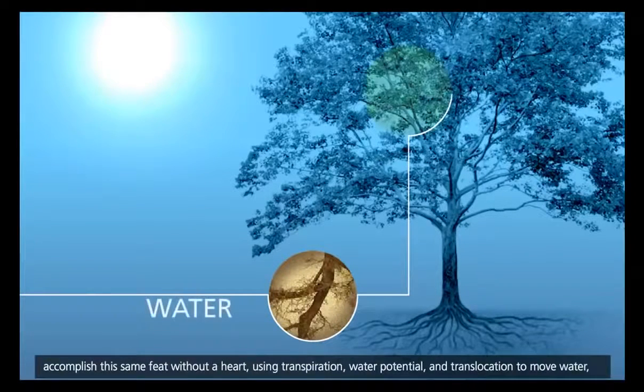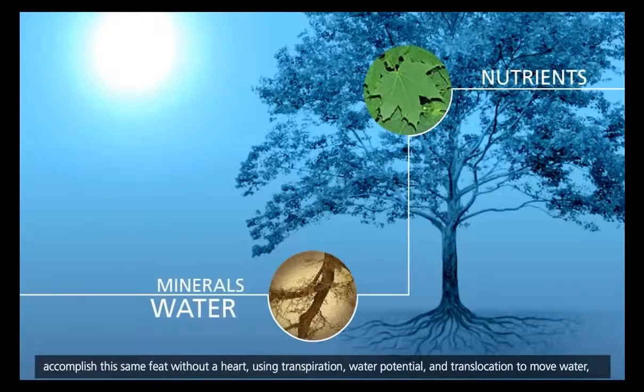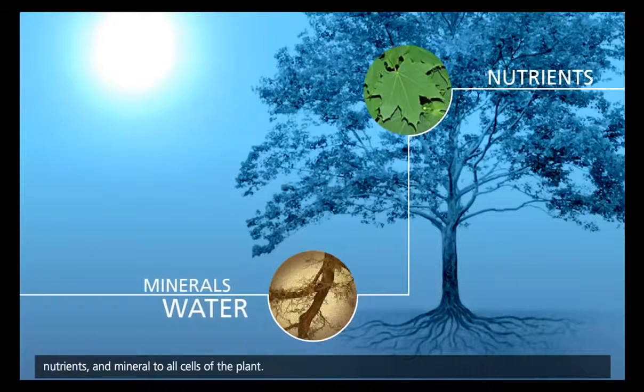Vascular plants can accomplish this same feat without a heart, using transpiration, water potential, and translocation to move water, nutrients, and minerals to all cells of the plant.